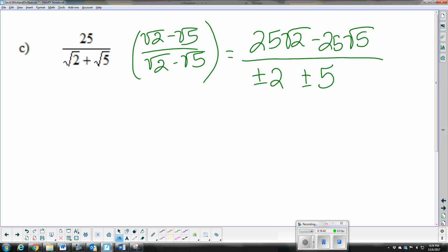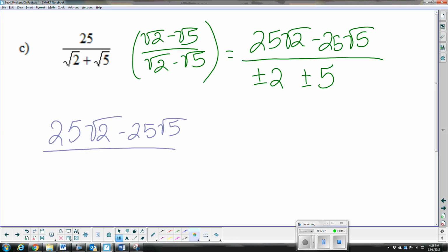Okay, so you see that we simplified two radicals in the denominator, so we have two solutions for each of those. So when we simplify this, our first answer is 25 times the square root of 2 minus 25 times the square root of 5 over, if we use positive 2 and positive 5, that's 7. And if we use negative 2 and negative 5, that's negative 7. So it's over positive or negative 7.